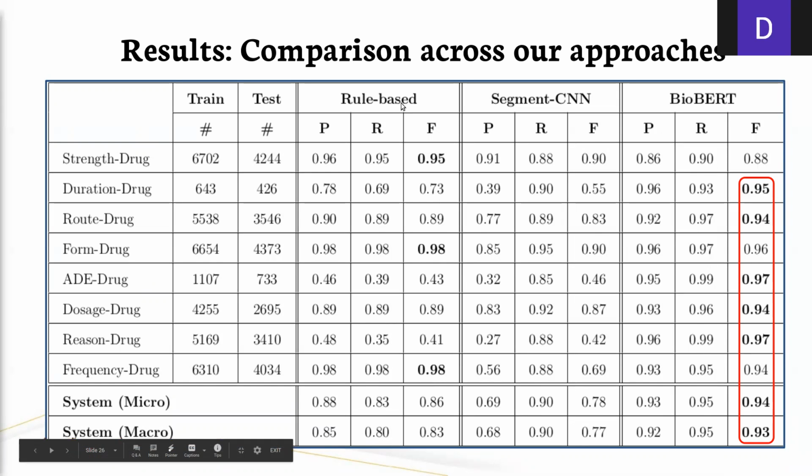When comparing the rule-based to the deep learning-based approach, the rule-based obtained a higher overall precision, recall and F1 score, except for the relations ADE-drug and reason-drug.